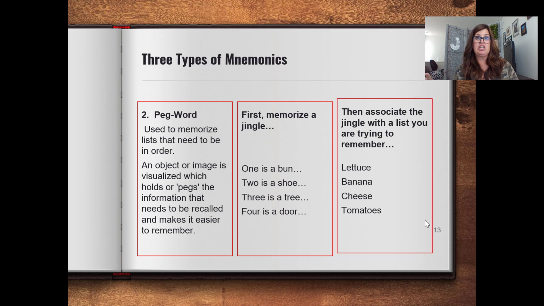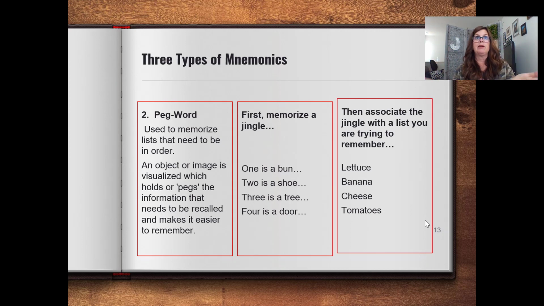3 is a tree. Cheese. Personally, I'm just going to see one big slab of cheese on the trunk. And 4 is the door. Tomato. And it's not a very nice image, but I'm going to picture someone just heaving a tomato at the door. Splatters all over.